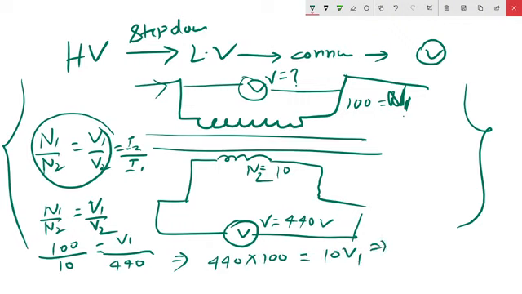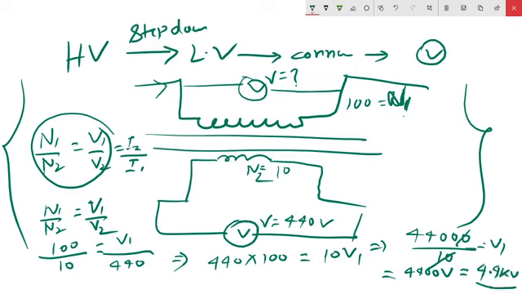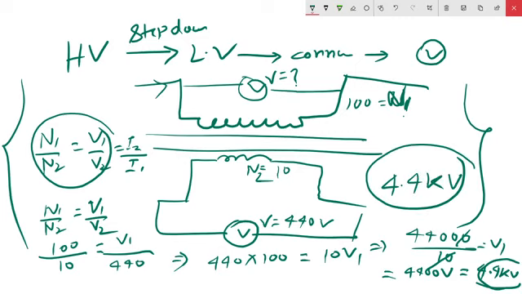So here, 44000 by 10 is equal to v1. If you solve this, it will give you 4400 volts, which is nothing but 4.4 kilovolts. This is your option. So the correct answer is 4.4 kilovolts. We will move to the next question.